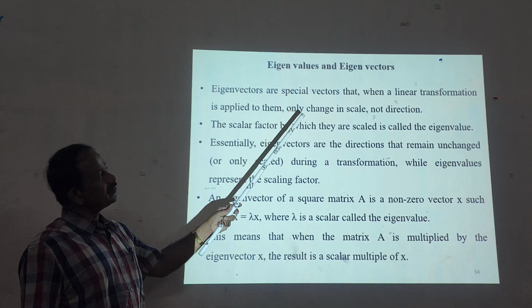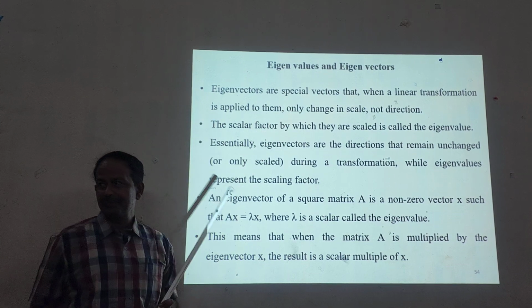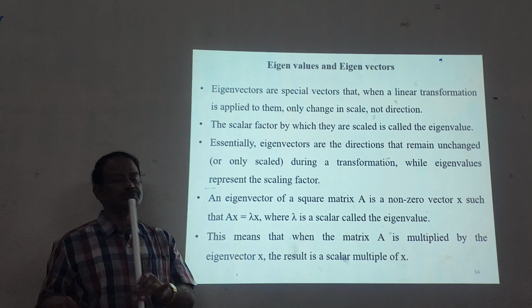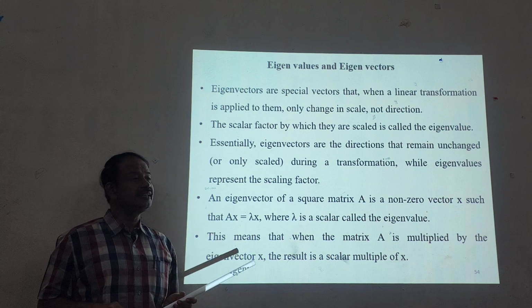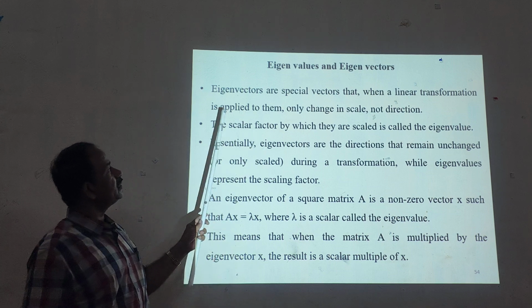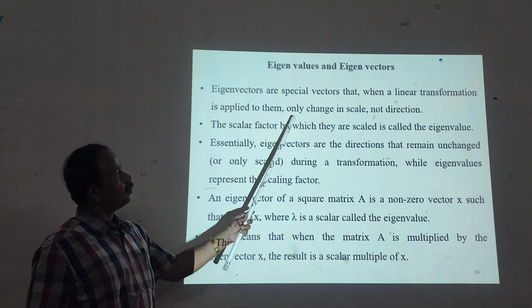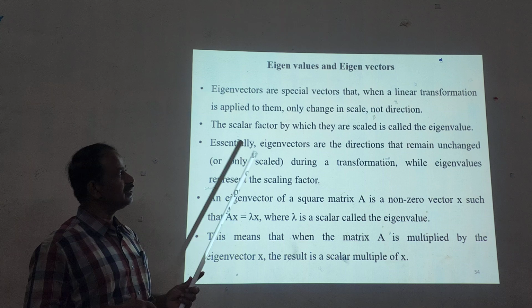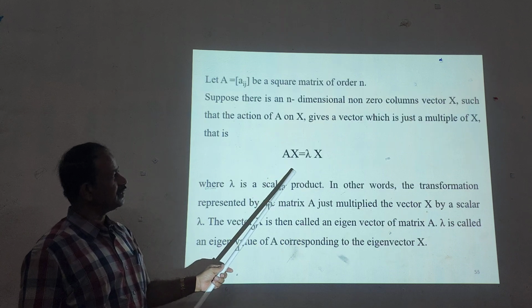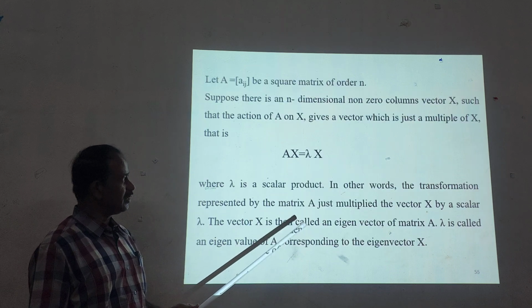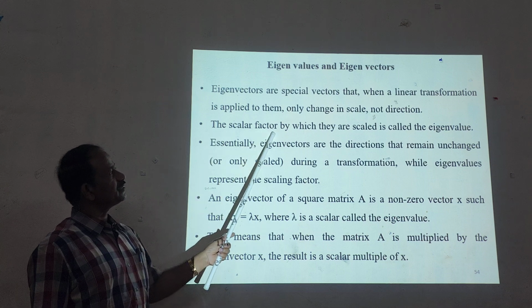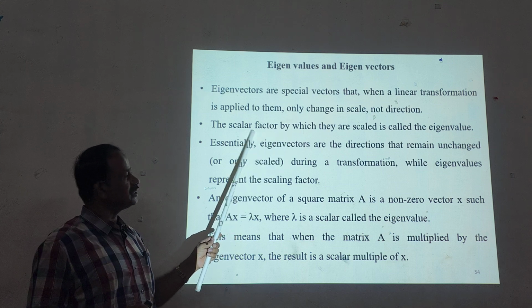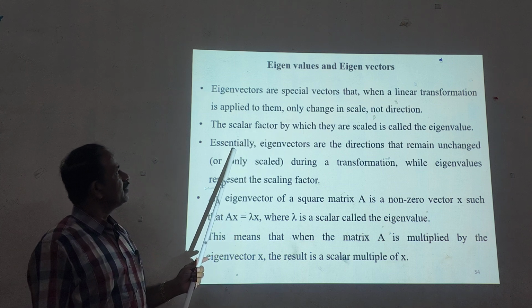Eigenvectors are special vectors that, when a linear transformation is applied, only change in scale, not direction. For any quantum mechanical system, the transformation from one system to another system will always be a linear transformation. Whenever there occurs a linear transformation, there will be only a change in scale, not in direction. We will discuss what scaling is. The scalar factor by which they are scaled is called the eigenvalue. We are going to discuss what the scaling factor is in 2 minutes' time.